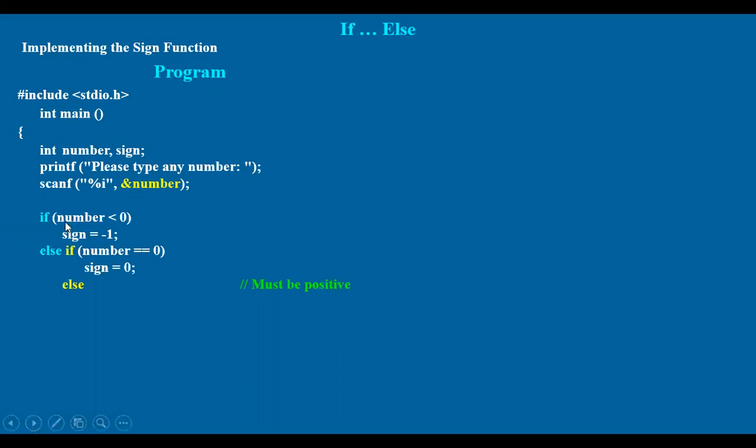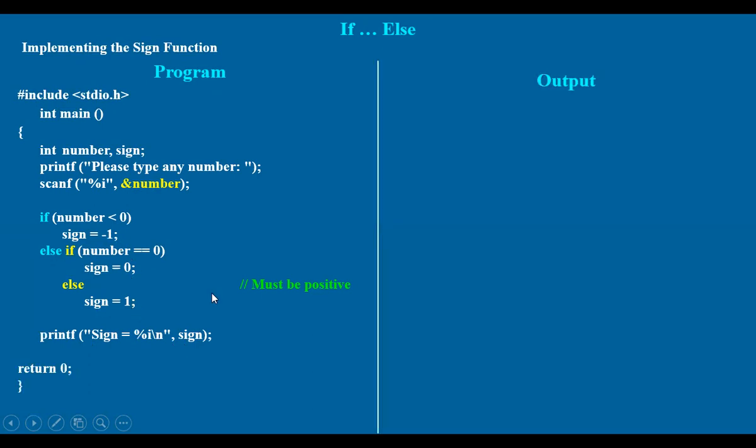So, if negative number, we have assigned something. If 0, we have done something. Else, it must be positive. In that case, the sign is +1. So, that's all. After completion of this, it is going to print the sign, whether it is -1 or 0 or +1. Complete the program, compile it and execute.